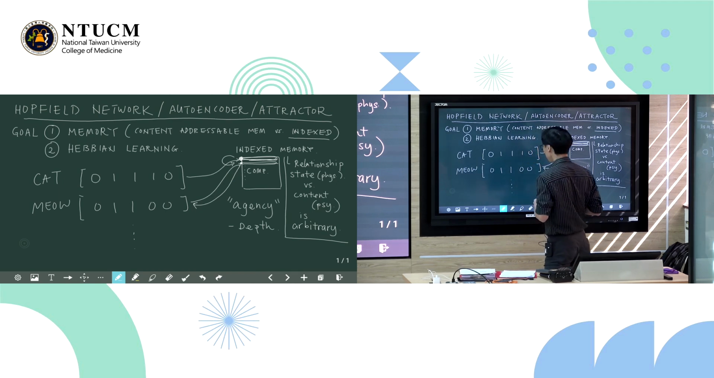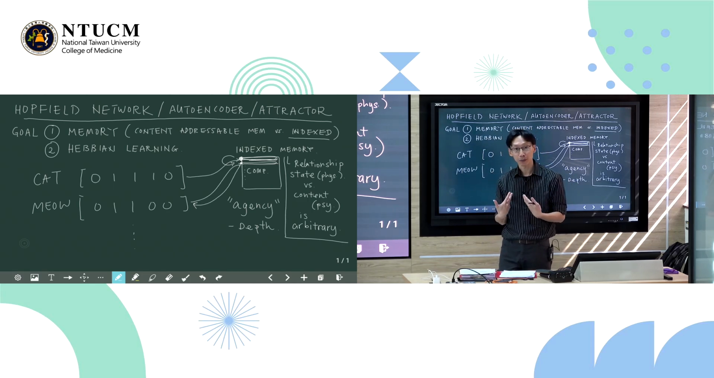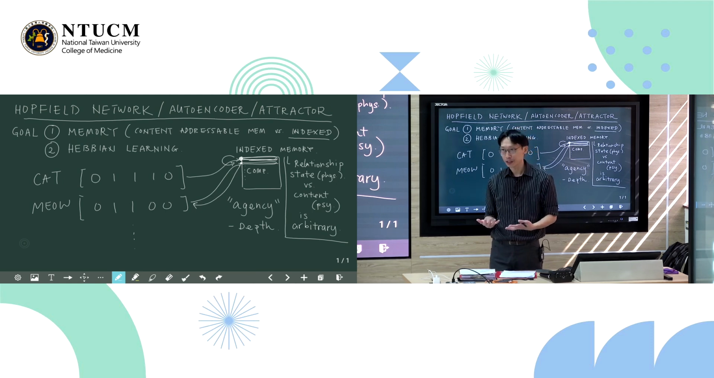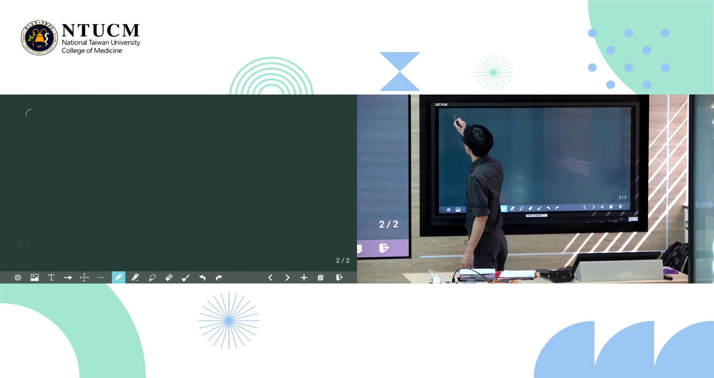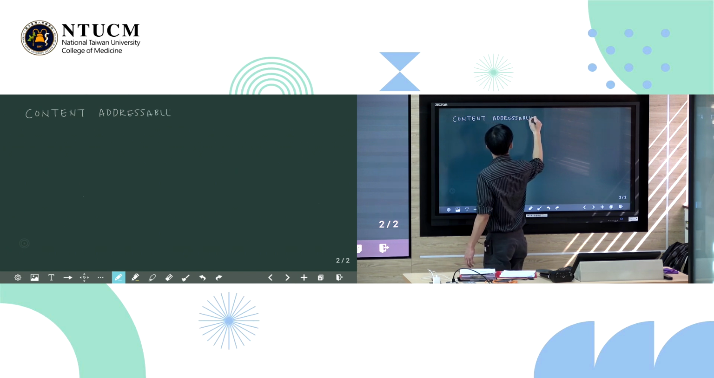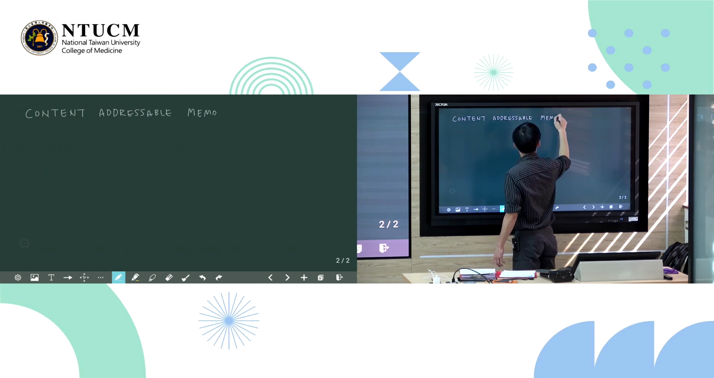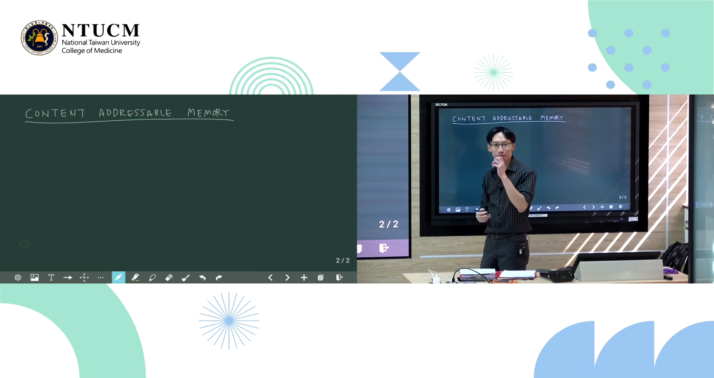So for example, if we understand that distinction, and now we talk about the fact that we feel like we have what we call content addressable memory. What are the features of content addressable memory? Okay, so let me go to the next page. This is what we feel that we have. We feel like we have content addressable memory, okay?